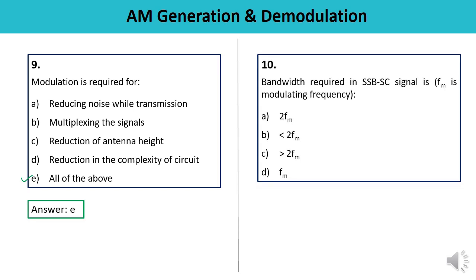You must have studied these things while you discussed the need of modulation. Next question, the bandwidth required in SSB-SC, single sideband suppressed carrier signal, is, you have to find out if fm is the modulating frequency. See, in the case of amplitude modulation, we have discussed that the total bandwidth required is twice of fm. But in case of SSB-SC transmission, carrier and one of the sideband is suppressed, so the bandwidth remains as fm. It means the answer is D.